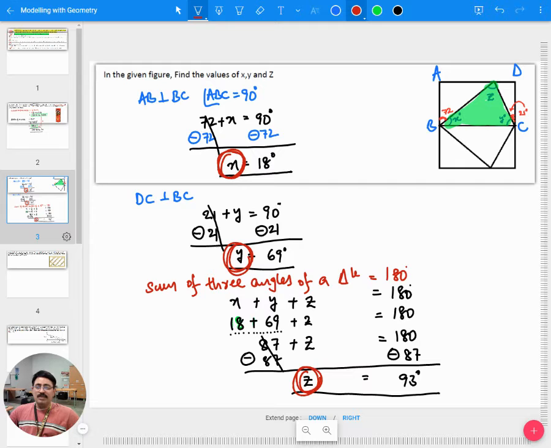I see that AB is perpendicular to BC. Please remember the L shape gives you the idea of 90 degrees. So 72 plus x equals 90. Then I figured out the value of x. In the same way, DC is perpendicular to BC. Again, you see another L shape, which is 90 degrees. Therefore, 21 degrees plus y equals 90. Therefore, I found the value of y. Again, x, y, z, these three are angles of a triangle. Then the sum of the angles equals 180. Then I found the value of z too.